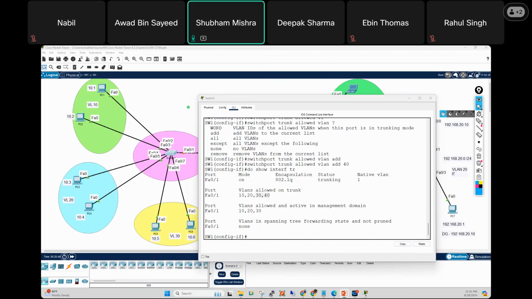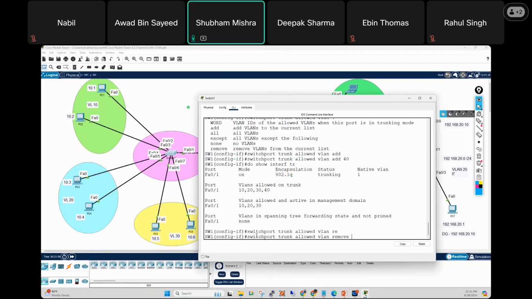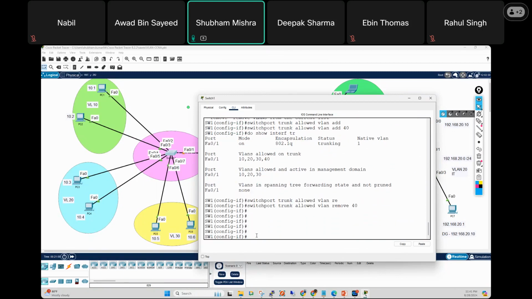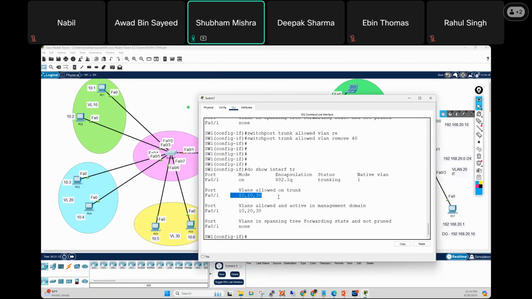And all means all the VLANs are allowed. Remove means, let's suppose you want to remove VLAN number 40. Here I write remove 40, then what will happen? VLAN number 40 is now removed from the current list. Understand, everyone?